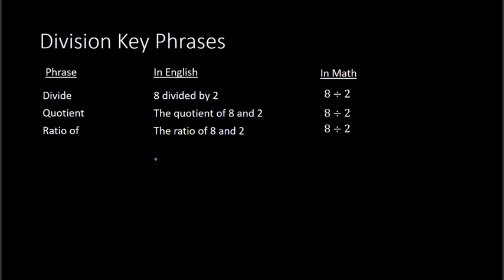Another word would be the word halved. If I were to say take half of 8, that means that I take 8 and divide it by 2. Now with all of these division problems, I could also write this as a fraction. So I could have written all of this as 8 over 2, because a fraction means division. So that is the same thing as 8 divided by 2.